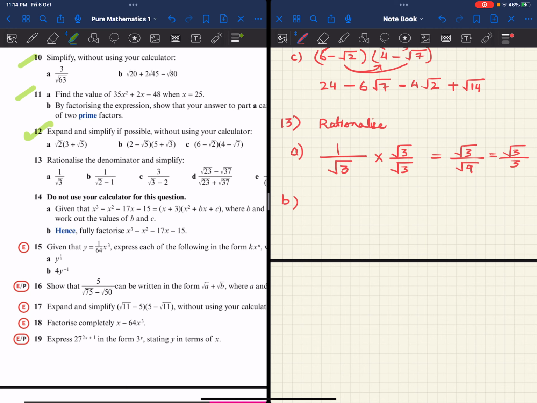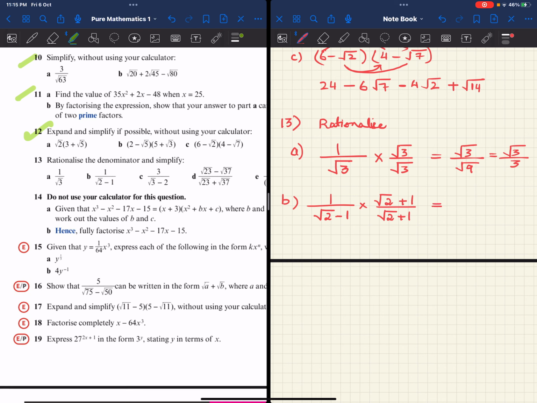Question B is 1 upon root 2 minus 1. Now this is a question where we have a root sign separated by another number in the denominator. So whenever we have this type of a question, when we need to get rid of the root sign, we multiply top and bottom by the same denominator but opposite sign. This is also known as the conjugate. So root 2 minus 1 has a conjugate root 2 plus 1.